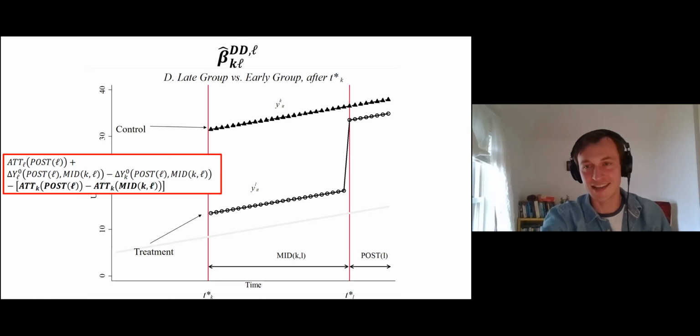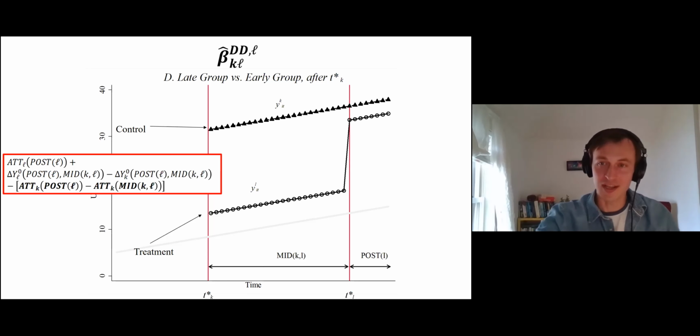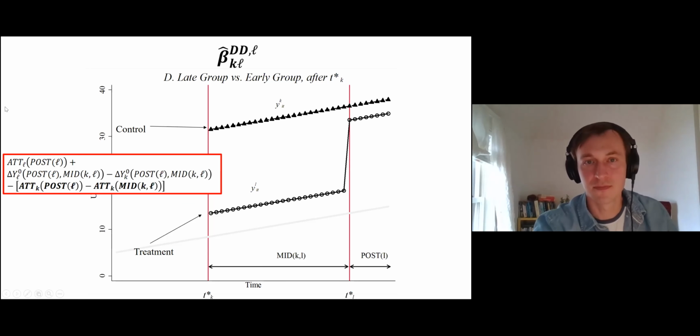Okay, yeah, it's really confusing. That's what people say when they say there's a negative weighting problem. There is, but it's not in the way that OLS handles the data. It's in the way that you interpret a given 2x2 or a set of 2x2s.